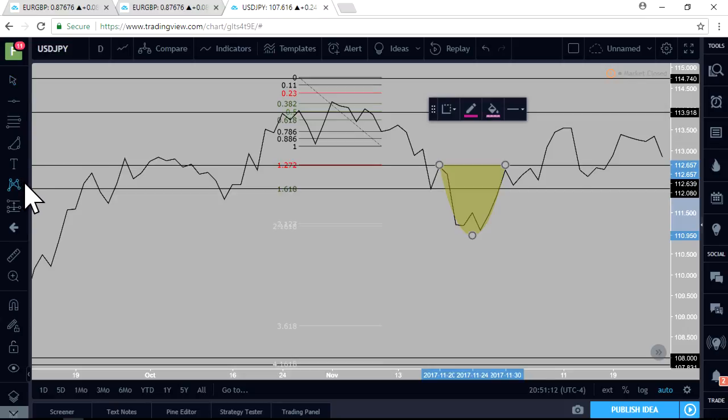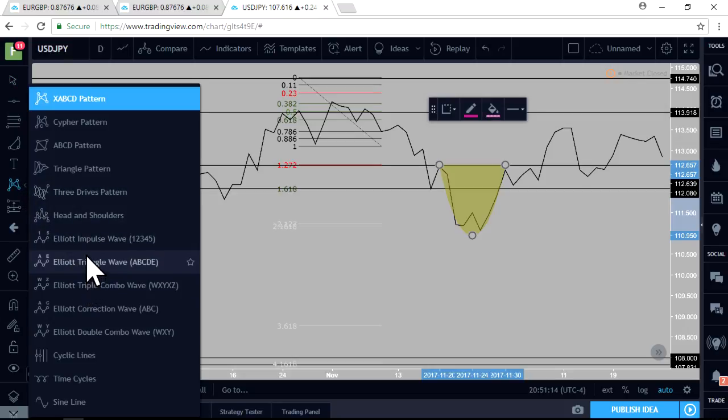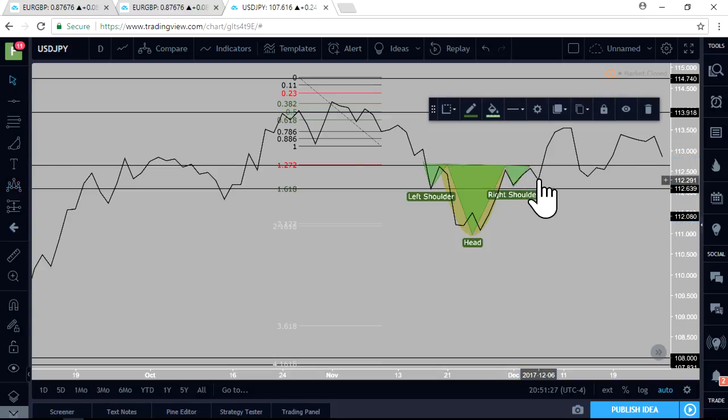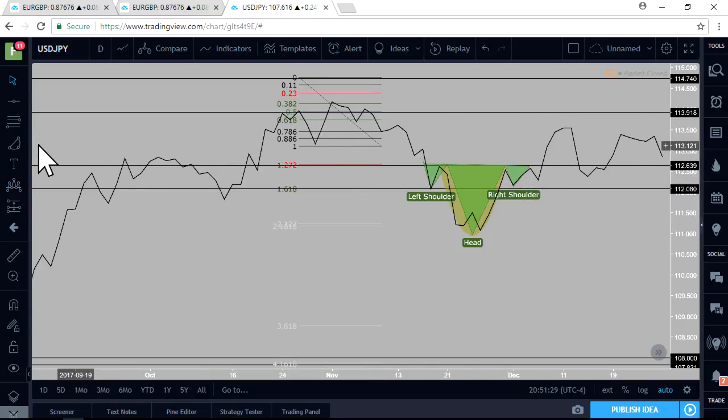So we have a beautiful cup and handle, and also you have your inverted head and shoulder pattern inside the cup and handle. As the market goes up, boom. And what else are we looking for?